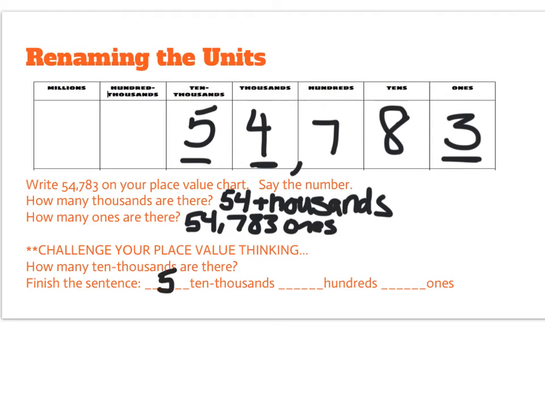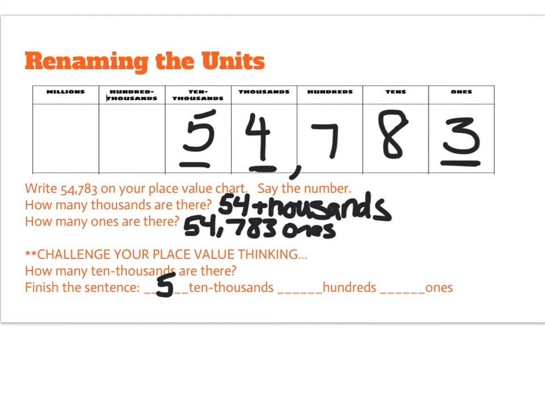Now we need to think how many hundreds are left in this problem. We've already used 5 10,000s. So I don't have to worry about those 5 10,000s. I have to look and see how many hundreds. Well, in the hundreds place, I see that I have 7 hundreds. But I also have 4 thousands. 4 thousands, I know, is 40 hundreds. So 40 hundreds plus 7 hundreds is 47 hundreds.